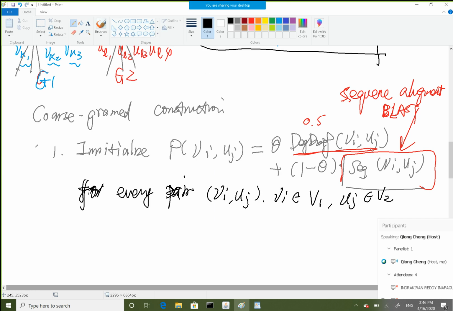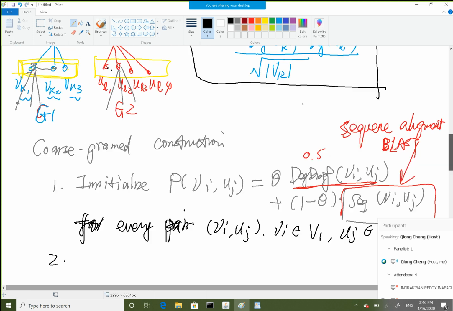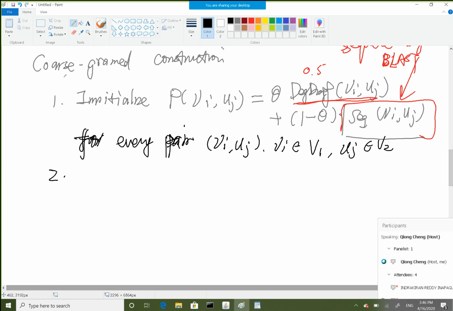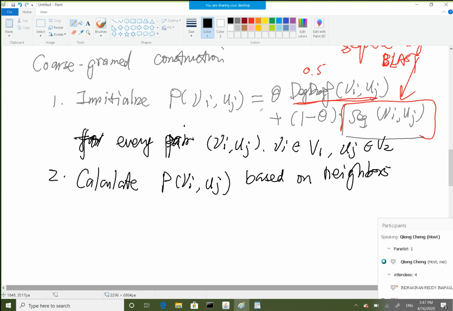And then after that, the second step is used to get a rough idea about this P. They wanted to say this is the initialization, and this one refines or recalculates. This just initializes. So let's say this corresponds to calculating P of VI, UJ based on labels. So this is step 2.